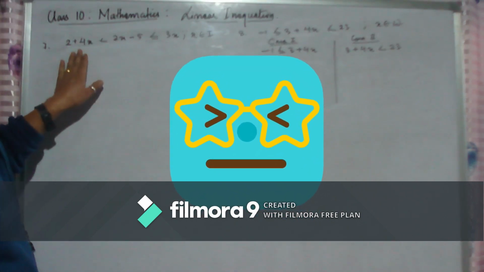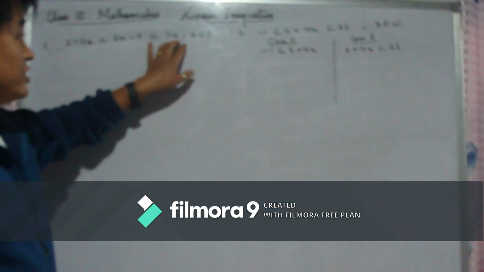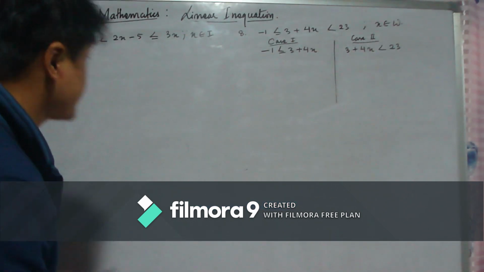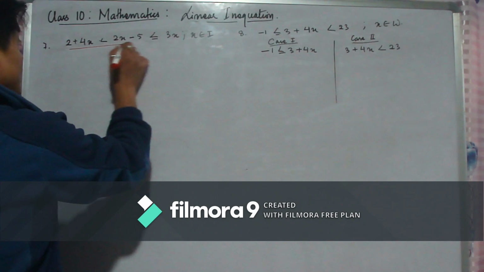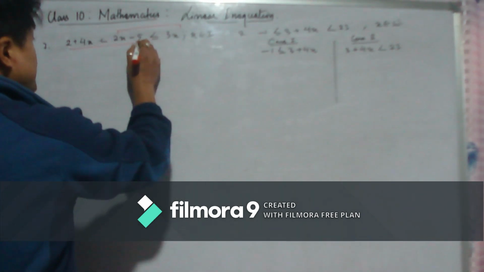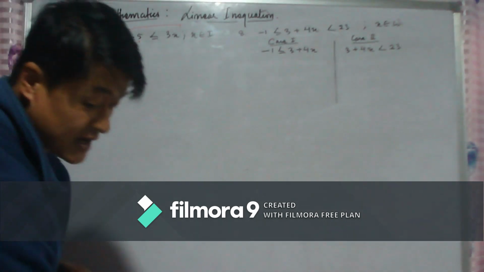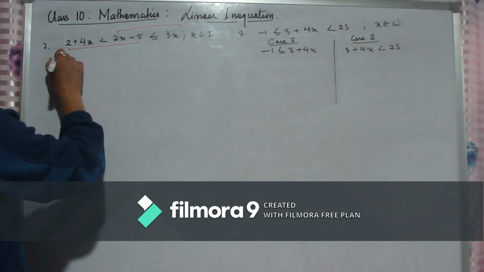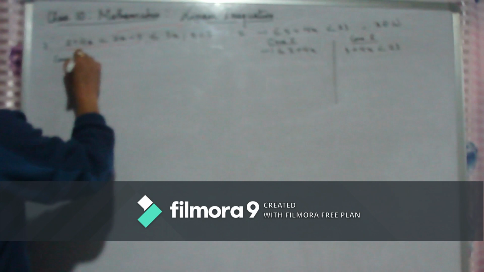Next is our question wherein you see two inequality signs, here and here. So we have three terms here, and we have to solve this separately. We have to make this as case 1 and these two as case 2. Okay, first we will solve case 1.